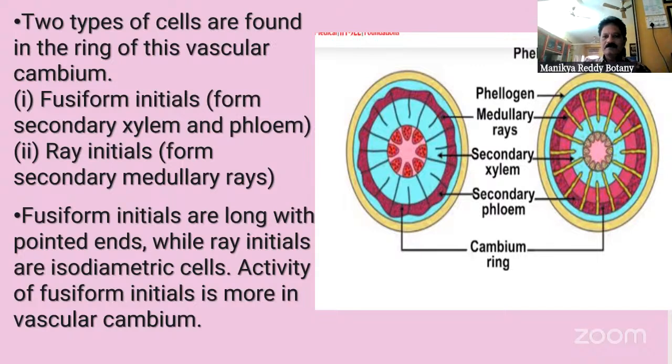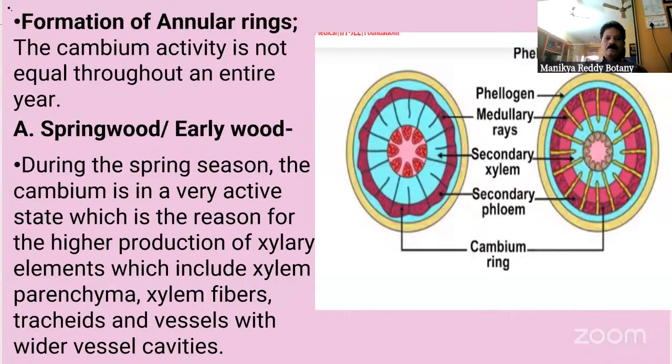The amount of phloem formed during secondary growth is very less, and the quantity of secondary xylem forming inside the cambial ring is more. That's why secondary xylem is more and secondary phloem is very less. And this formation of secondary tissues, that means the activity of the vascular cambium, throughout the year is not the same.